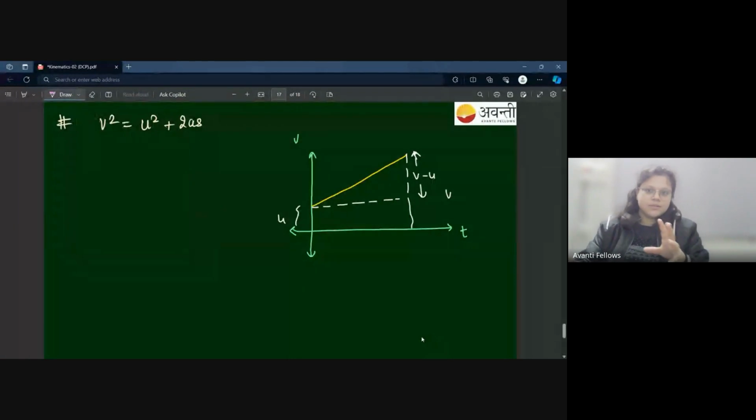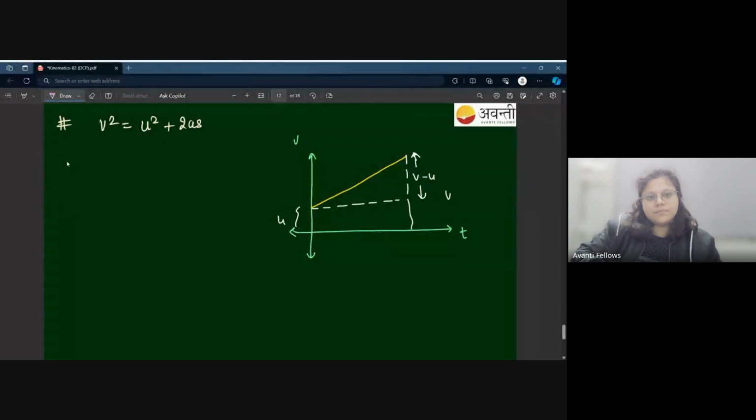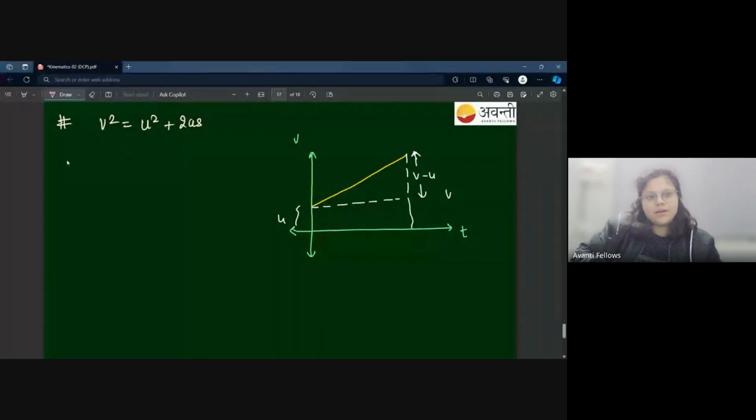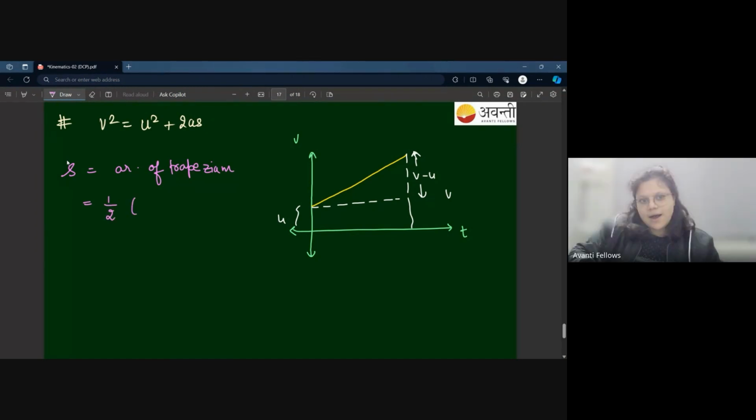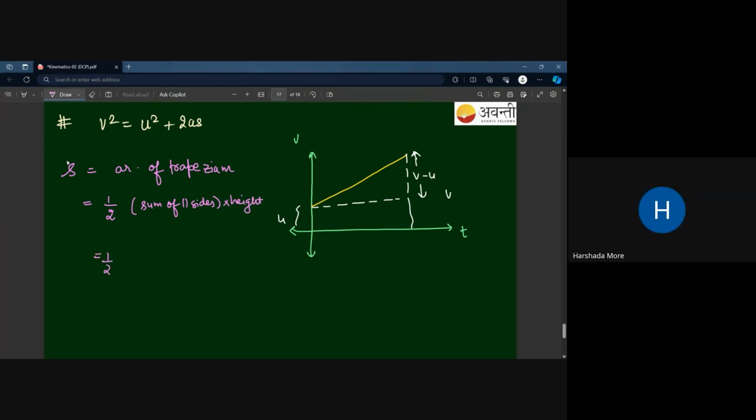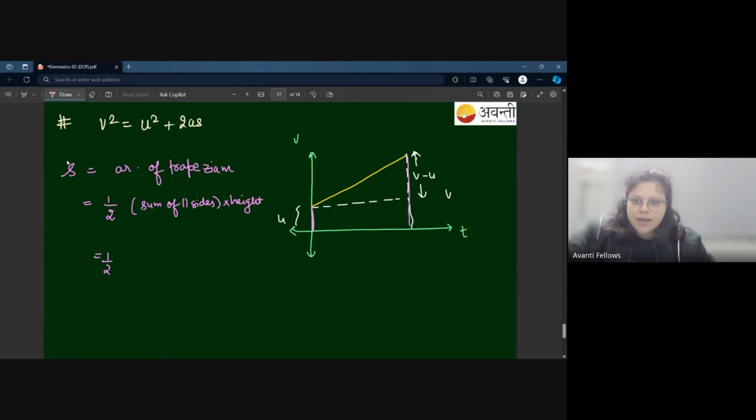Can you see this figure is also a trapezium, right? This is a trapezium also now. Yes, ma'am. So you can write it like this, that S is equal to the area of trapezium. Can you give me the formula for this one? What is the area of trapezium? Half into sum of parallel sides into height. Right? Yes, ma'am.